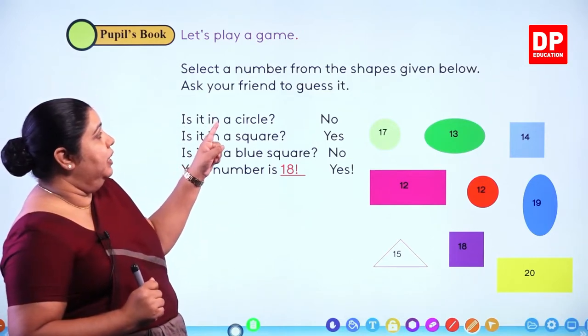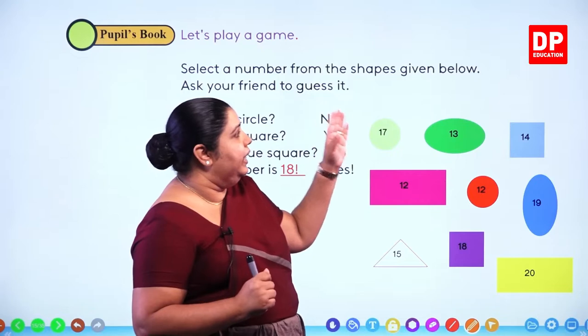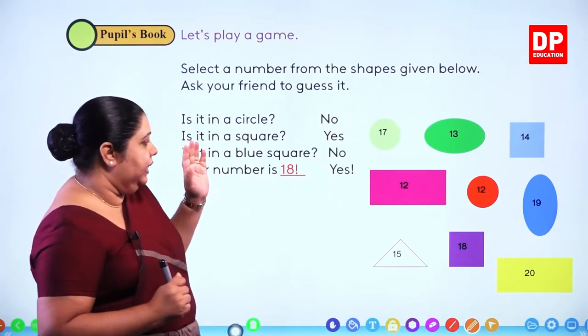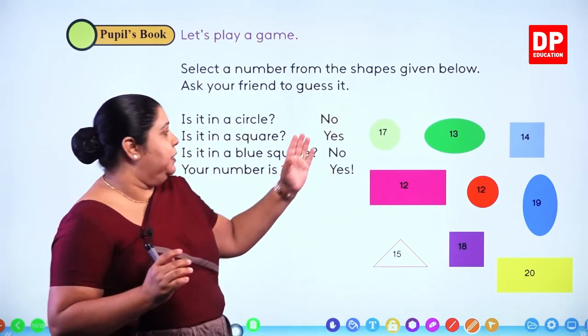Select a number from the shapes given below.